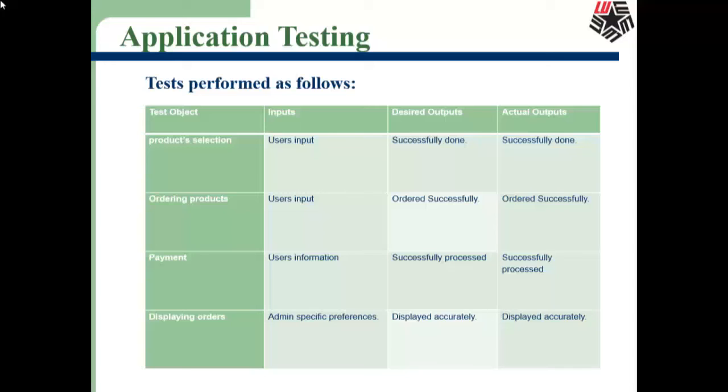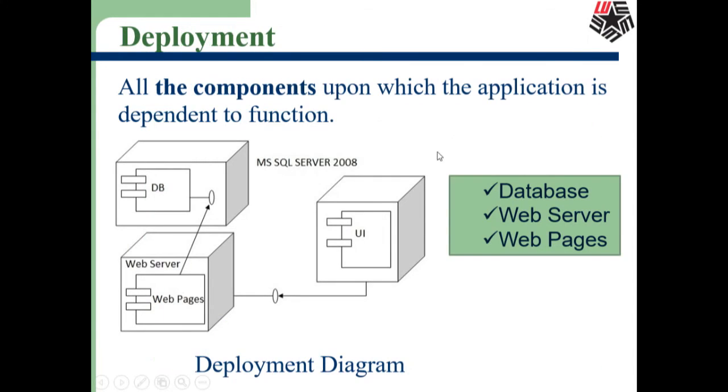Another one is the customer making a payment, and the inputs for making payments are user information such as the shipping address and their credit card information, which was also successfully processed. The last one is the admin being able to display the orders and the payment info, so that also was successful. This is the deployment of the application, where the web pages and the database are uploaded to the web server.